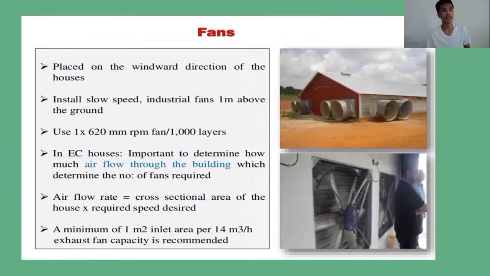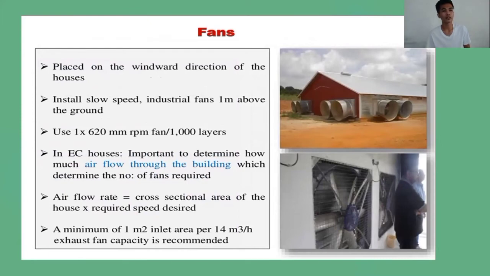Fans. Placed on the windward direction of the houses. Install low-speed industrial fans 1 meter above the ground. Use one 620 millimeter RPM fan per 1,000 layers.